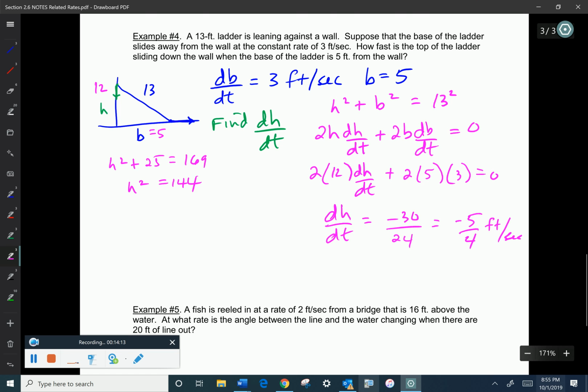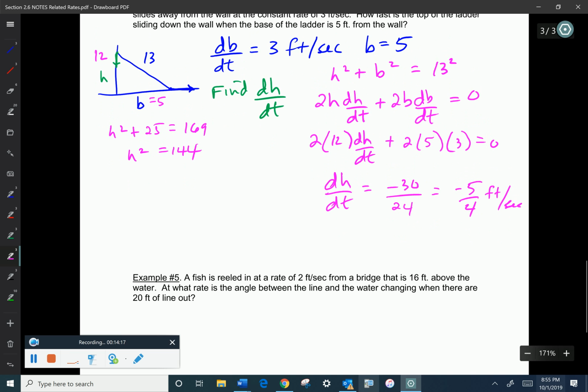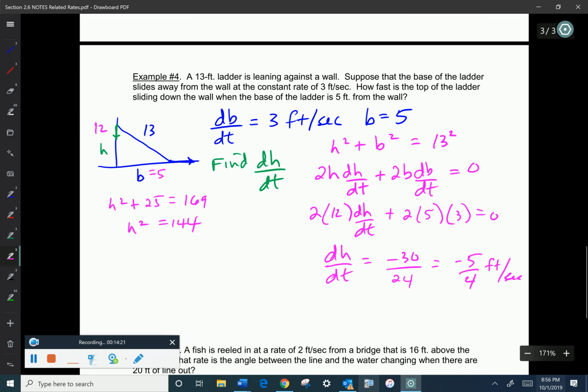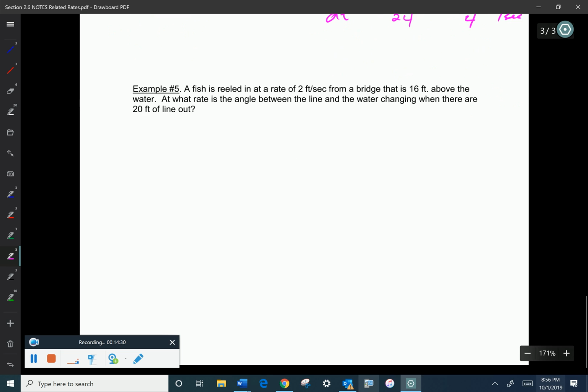And notice it did turn out to be negative because, like we said, the height of that triangle is getting smaller. Okay, but you see we did the same thing. We wrote down what we were given, what we're trying to find. We started with an equation, took the derivative, and then just plugged everything in. Okay, let's see if this one follows the same pattern.